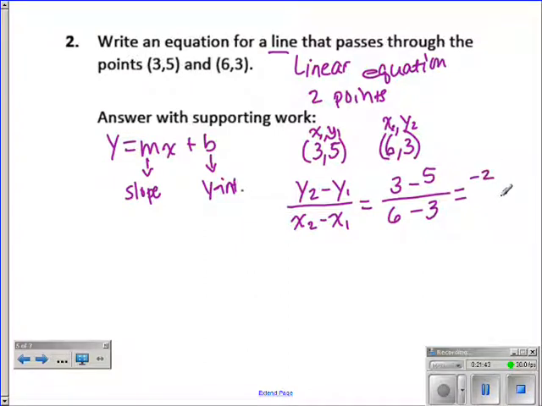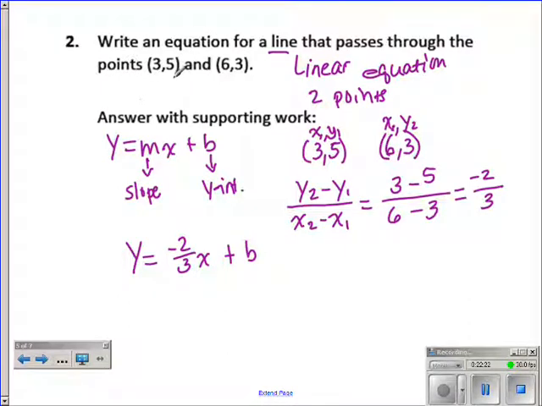And I'm going to leave it just like that, guys. I'm leaving it as a fraction because it'll be more accurate. So now I know part of my equation. Y equals negative 2/3 x plus whatever, plus the y-intercept. So what do I still need to find out? Well, I still need to find out what my y-intercept is. So this is where I go back and I'll use one of my points, either 3, 5 or 6, 3, and plug in those points for my x and y and solve for b.